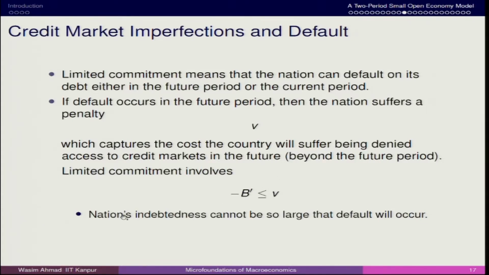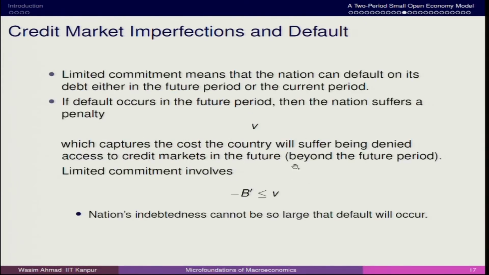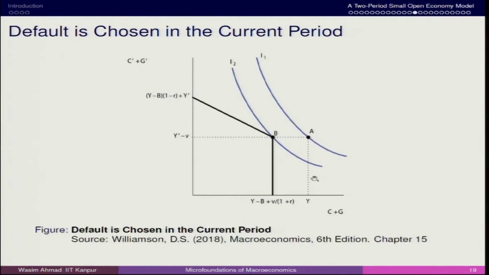So, the idea is that the indebtedness of the nation should not be so large that default will occur. So, the size of your debt should not be so large that you should be defaulting on the loan. So, this is one criteria. Another criteria is about the debt servicing. So, this particular equation, as I mentioned, can also be written in this way, but this I will come to later, that in your future period income, instead of future period income, what we have is Y minus B plus V upon 1 plus R, right.